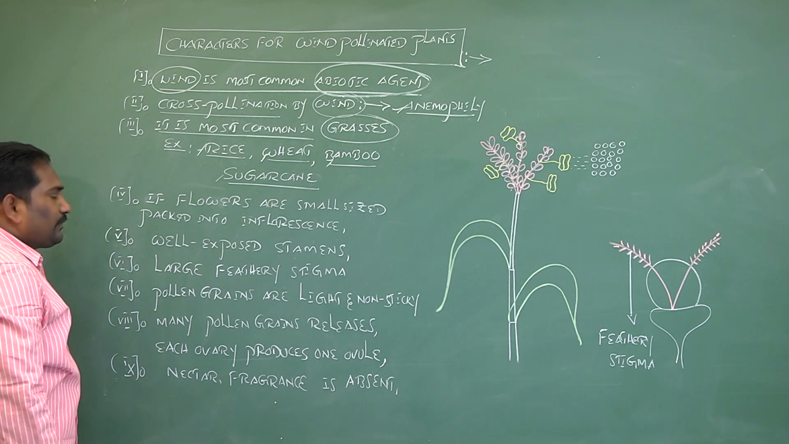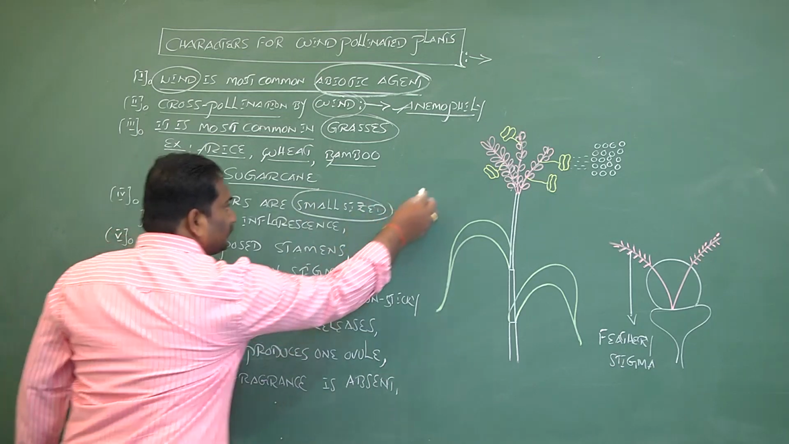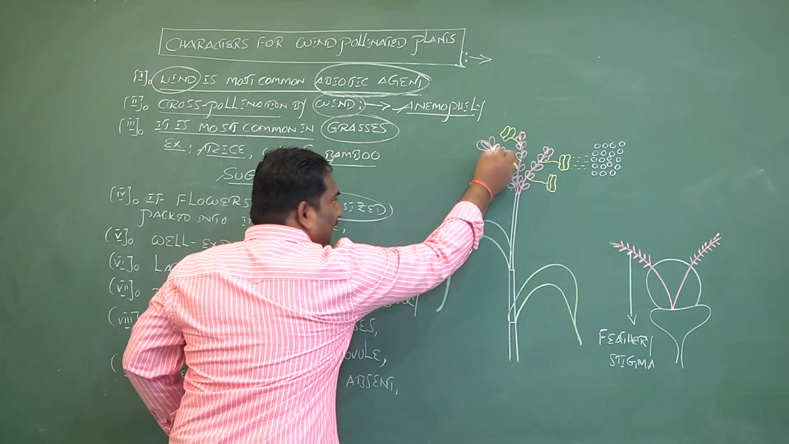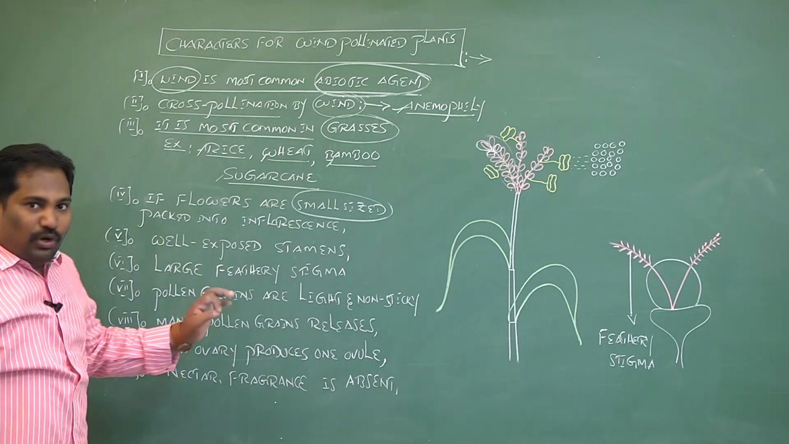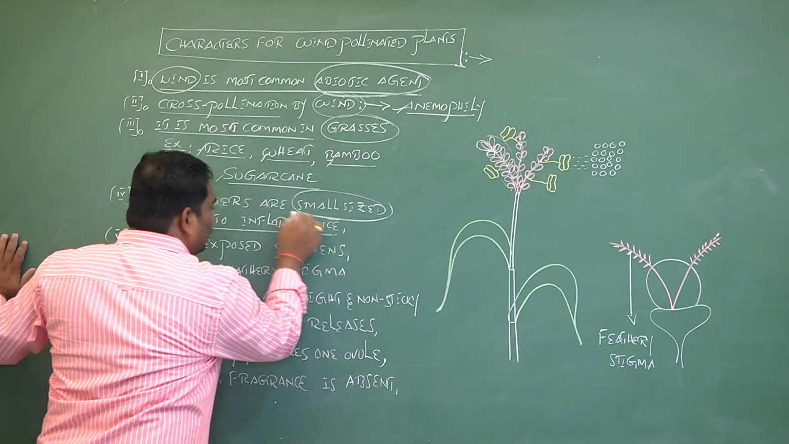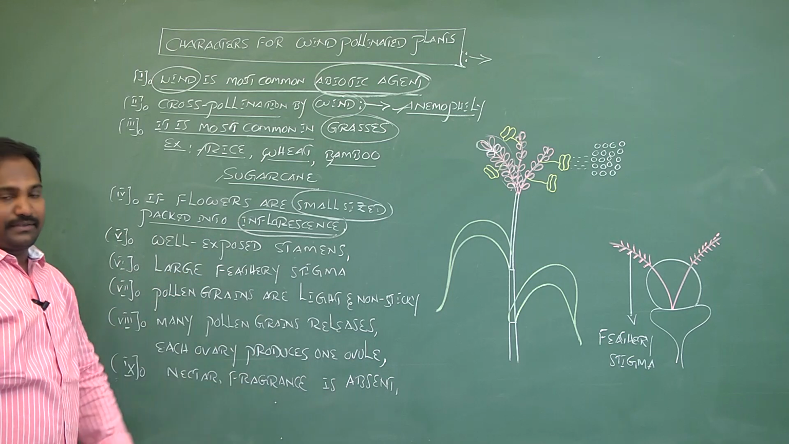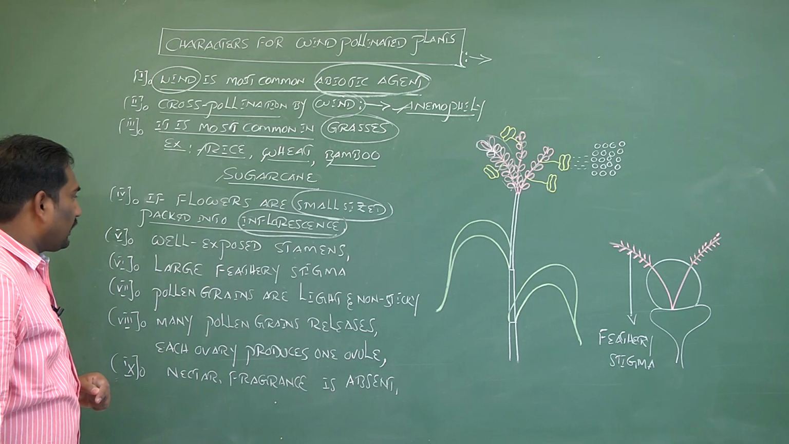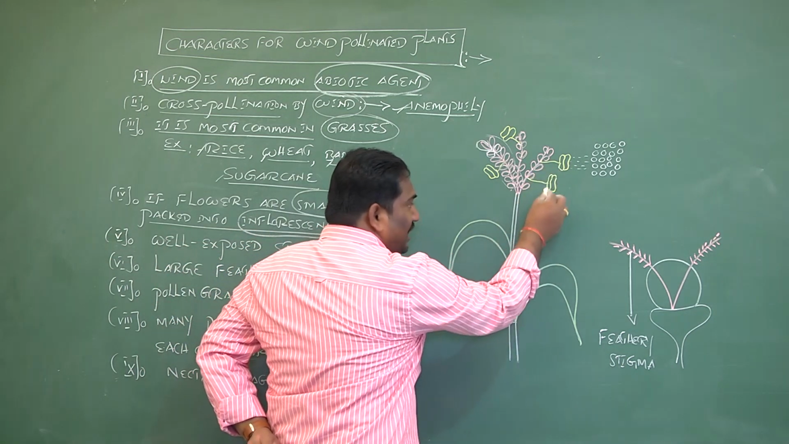Generally, in wind-pollinated plants, the flowers are small sized, and all these flowers are packed into an inflorescence. This is one of the characteristic features of wind-pollinated or anemophilous plants. And one more, in wind-pollinated plants, well-exposed stamens are present.